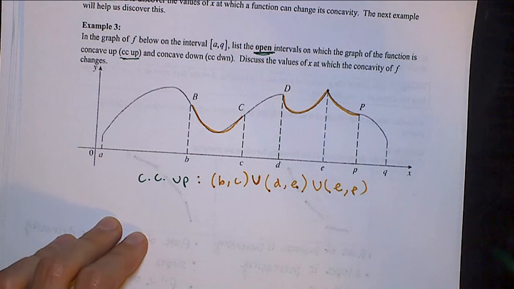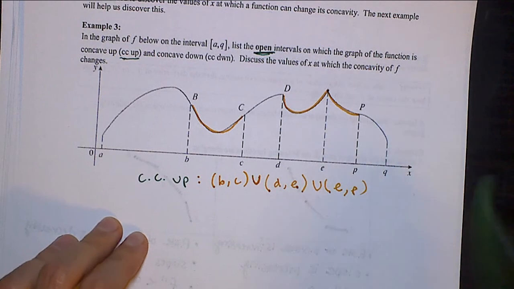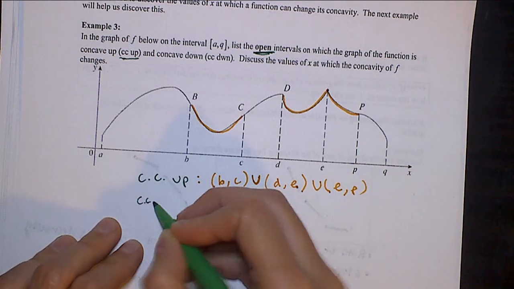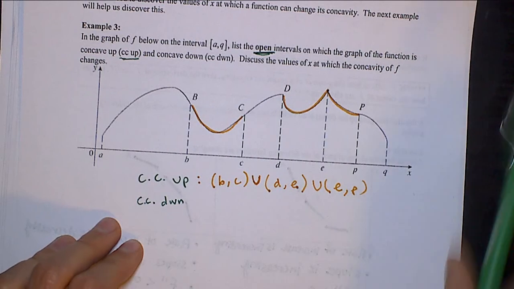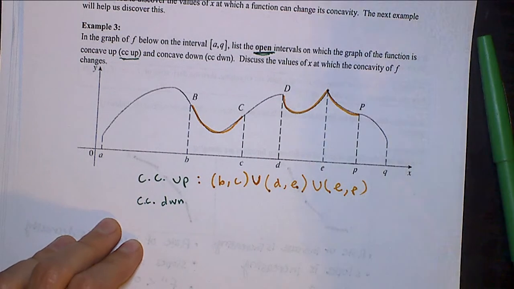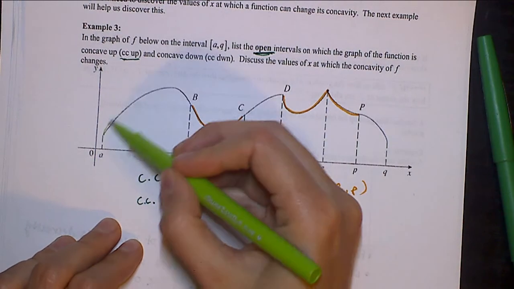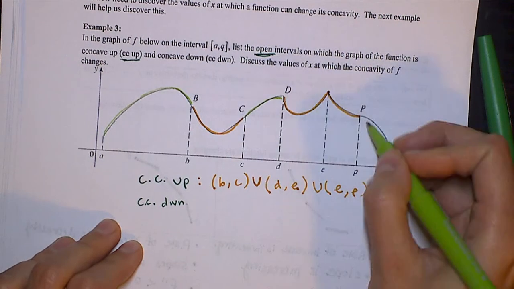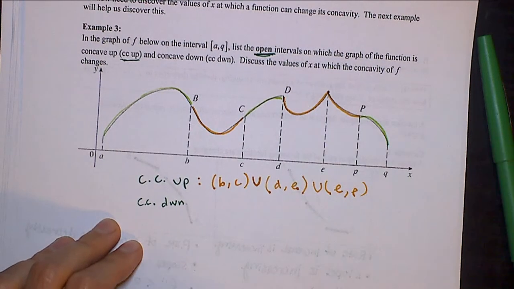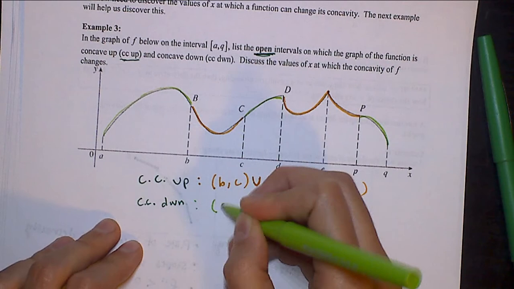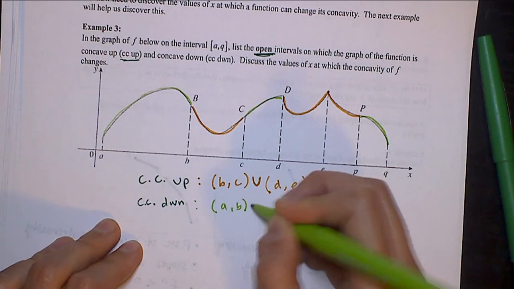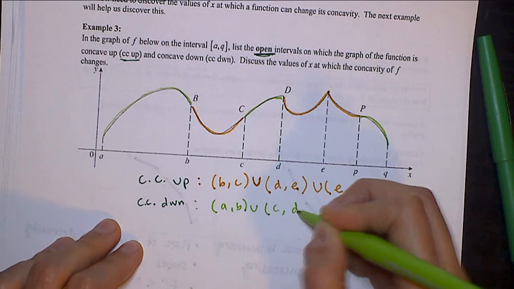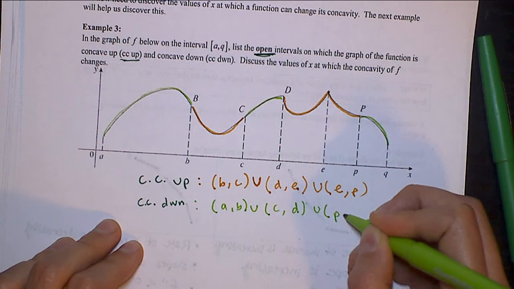Okay. And then concave down, I can do my frowns in this lighter green. Here's a frown, here's a frown, here's a frown. So that goes from A to B in union with C to D, in union with P to Q.